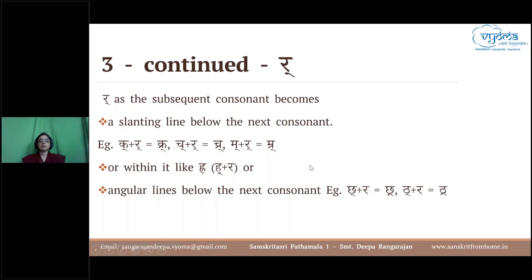Now we are trying to scientifically analyze how the shape changes in different combinations. But these are not watertight compartments. These are not very hard and fast rules. These are just guidelines. As you read more, as you become familiar with the script, you will understand this automatically. But these are some broad guidelines to help you initially to identify which letters have undergone what kind of a shape.